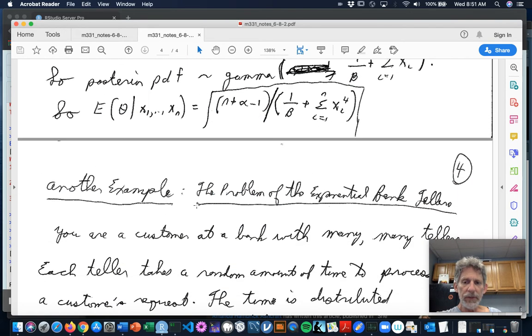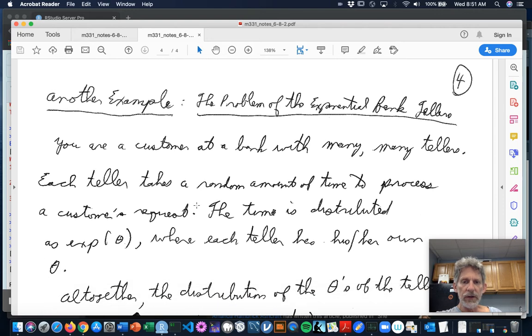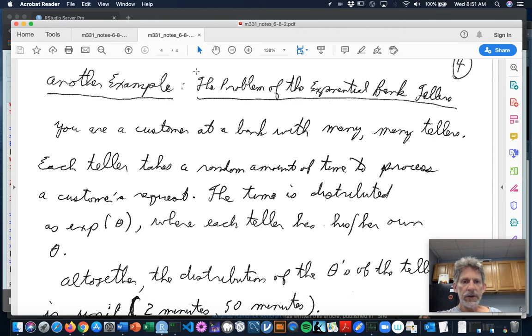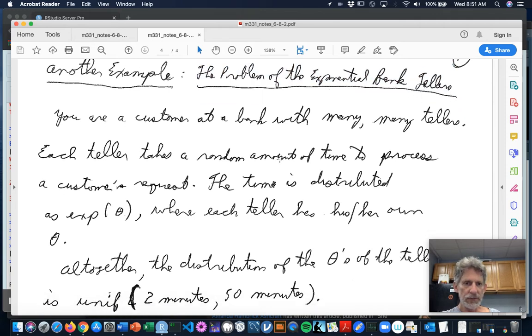I'm going to do an example here to kind of close things off. It's not a straight up Bayes theorem, but it is a situation where you're going to find some kind of posterior probability, as a conditional probability, just to show you how often you end up working with data to make some guesses about something. So I call this the problem of the exponential bank tellers.